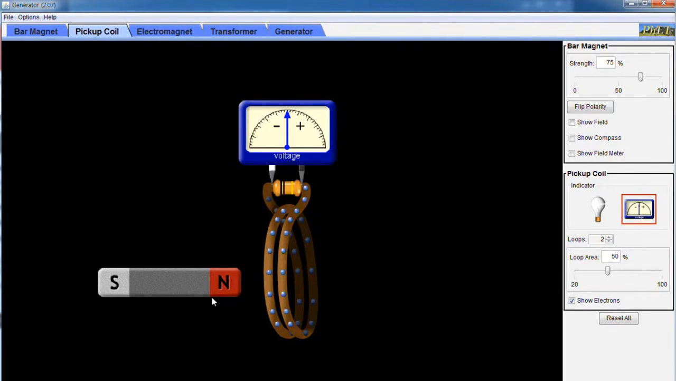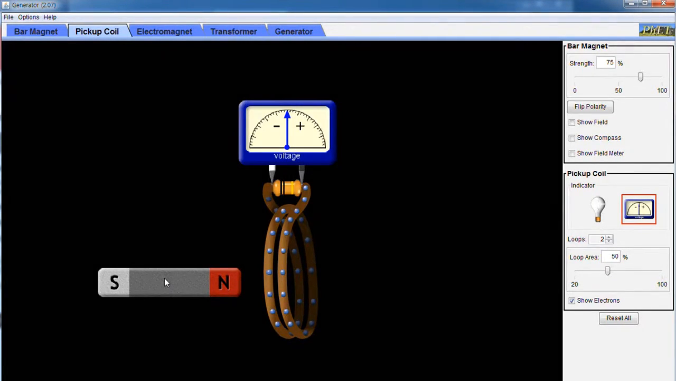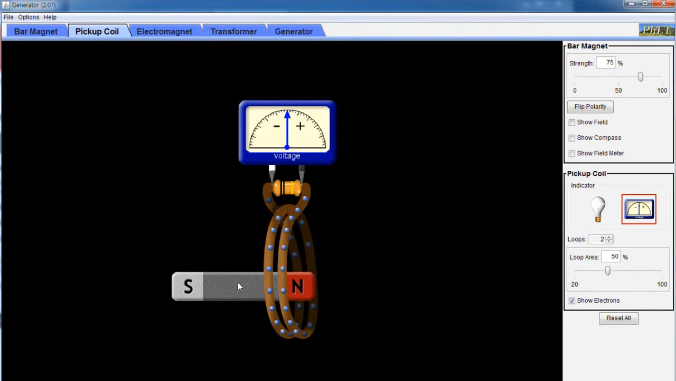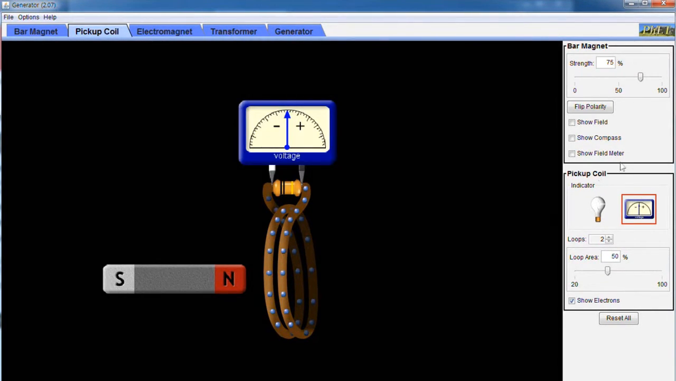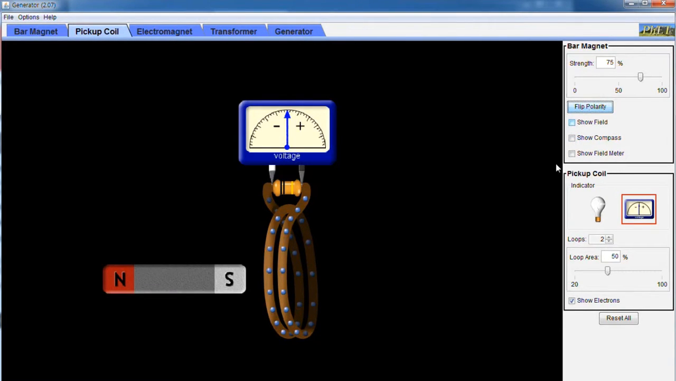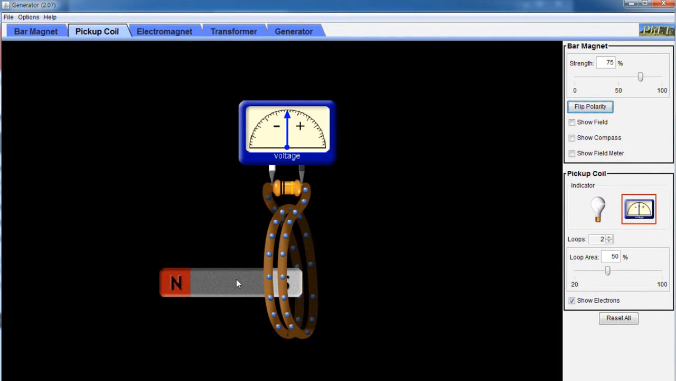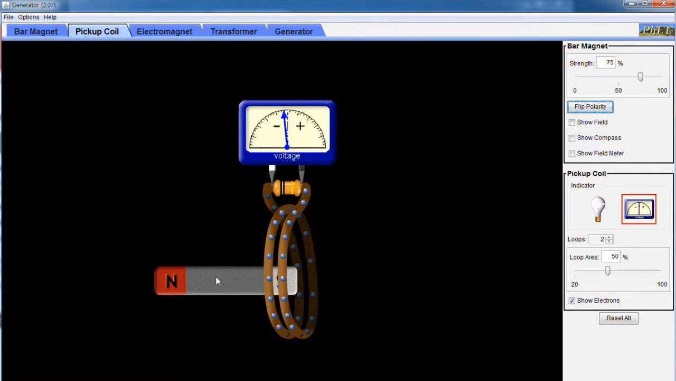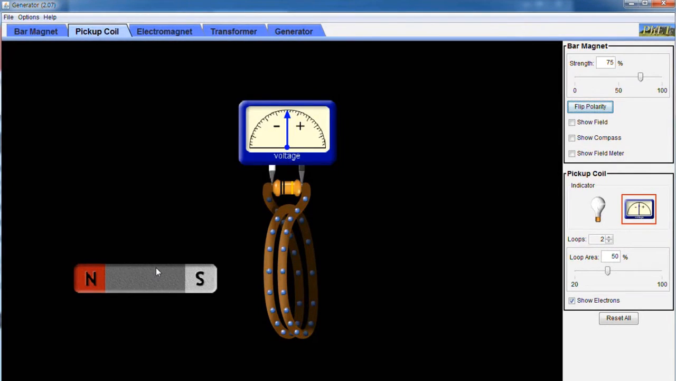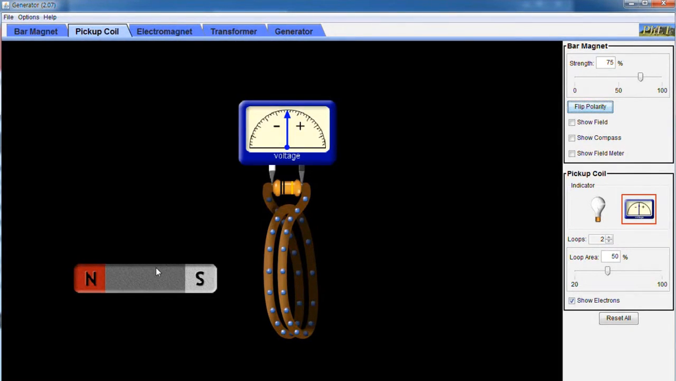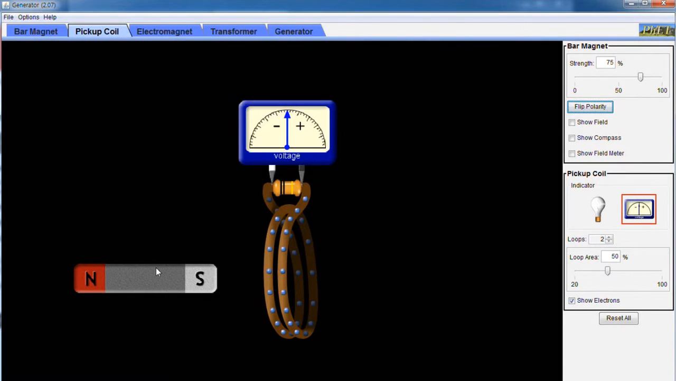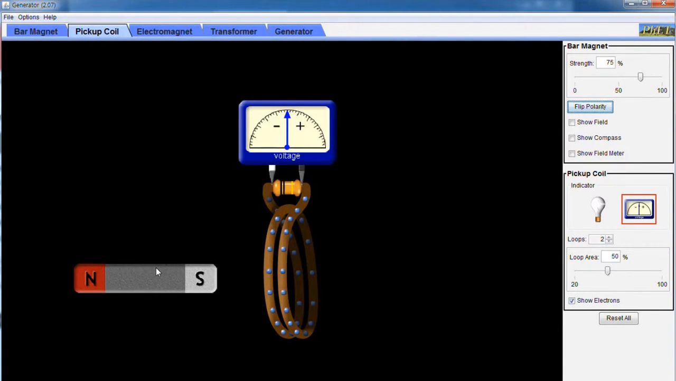Try to remember that when you move the North Pole closer, it tilted toward the negative voltage. But now let's flip the polarity and move the South Pole closer. Did you see? It actually tilted toward the positive direction. So when you flip the polarity of the magnet and move along the same direction, the direction of the current was opposite, and the polarity of the voltage was also opposite. So these are the observations that we have to explain.